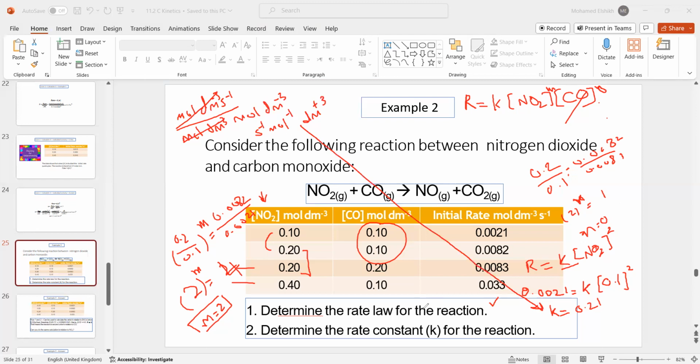This is a lesson to be learned: each rate equation has a k in it with its own unit, and you need to deduce the unit based on the rate equation of your reaction.